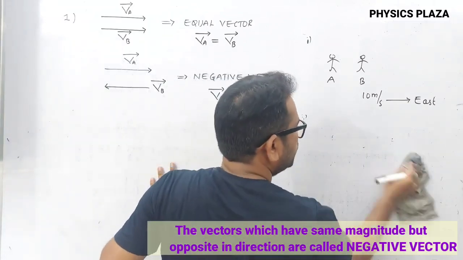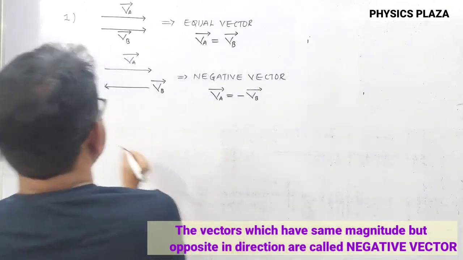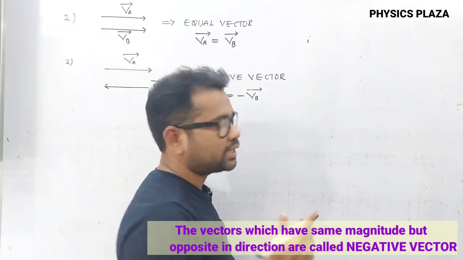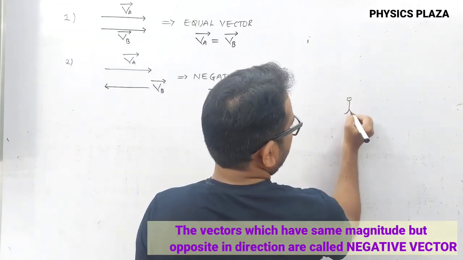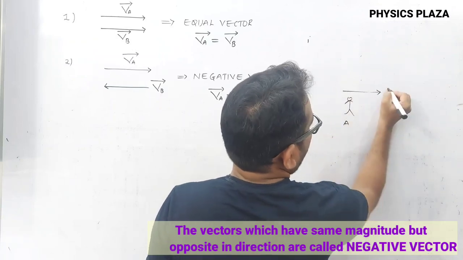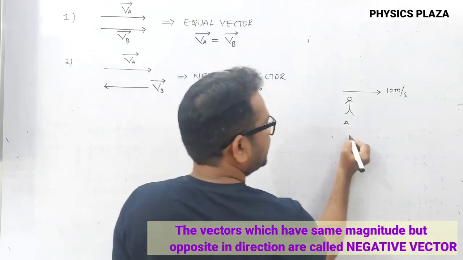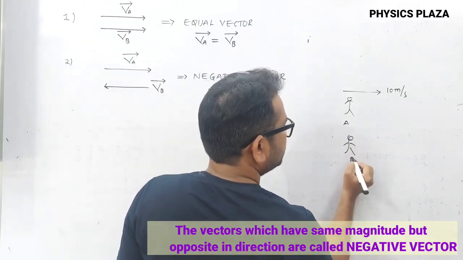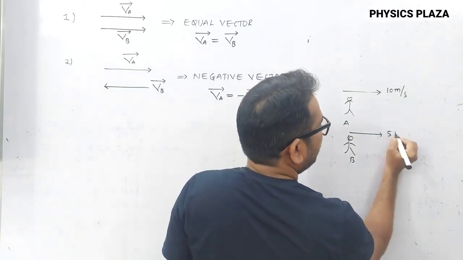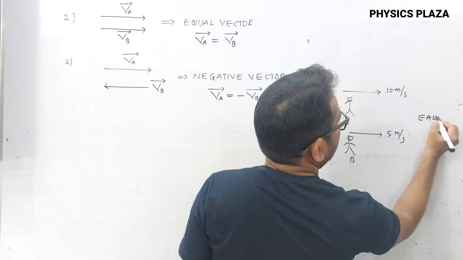Now let us take two more examples so that we will make it more simple. Further, this is a second type of vector. Suppose now we do the same thing. In this case, person A is running in this direction with 10 meter per second, whereas person B is also running or walking, whatever it may be, with 5 meter per second. Both are going towards east only.